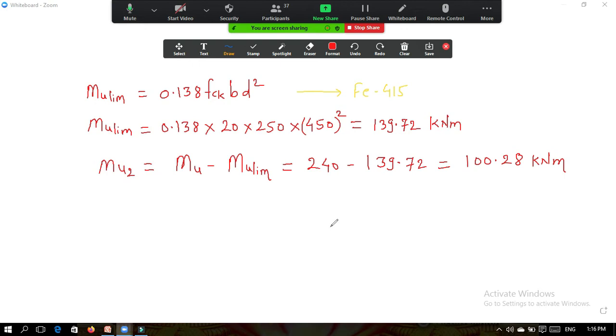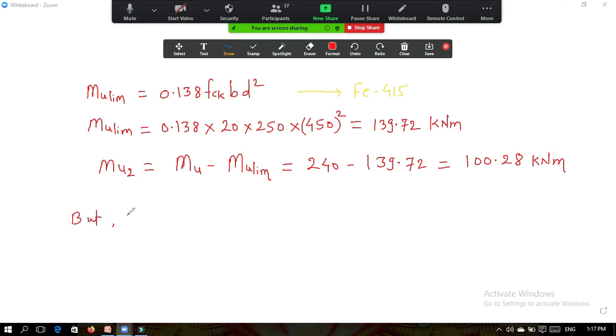Now what we want to calculate is the reinforcement. So we want to find out the total area of steel in tension, that is total Ast, and the total area of steel in compression, that is Asc. You know that in a doubly reinforced section, total area of steel Ast is nothing but Ast1 plus Ast2. Ast1 corresponds to the singly reinforced section, and Ast2 corresponds to the additional section.